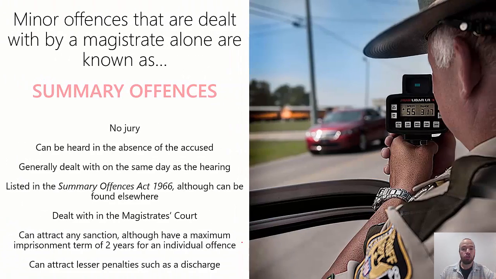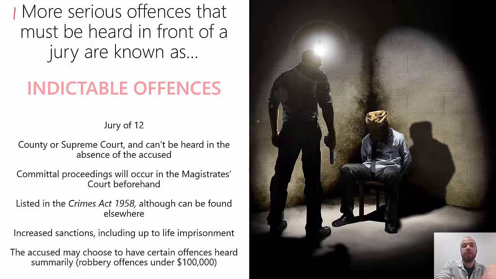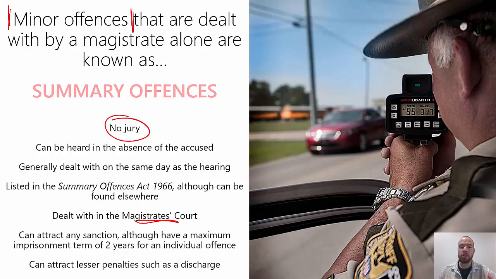So, straight into it. Summary offences are minor offences, okay, or less serious offences. They're dealt with by a magistrate alone. That means no jury, and they're heard in the magistrate's court. So, what we're doing here is, and you'll see when we get to indictable offences, just to jump ahead, being more serious offences, one of the key distinctions between the two of these is the level of severity.